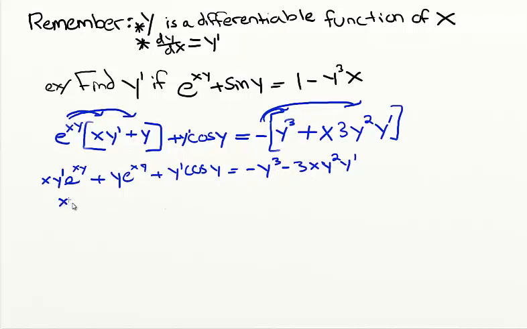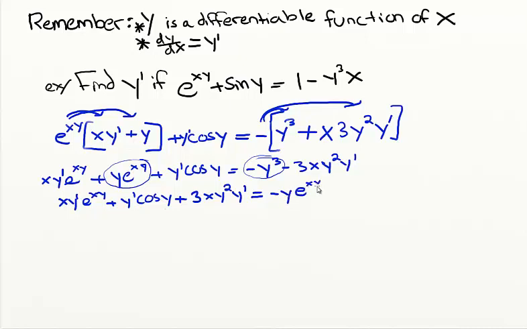Now x y prime e to the xy has a y prime in it. So does y prime cosine of y. And this term does not have a y prime in it, so we're going to subtract it to the other side. And this term does not have a y prime in it, so it's actually going to stay on that side. But our last term here, we're going to add 3xy squared y prime. Alright, now all our y primes are on one side, and now we're going to subtract that y e to the xy over to the other side, so now we have everything that has a y prime on one side and everything else on the other side.